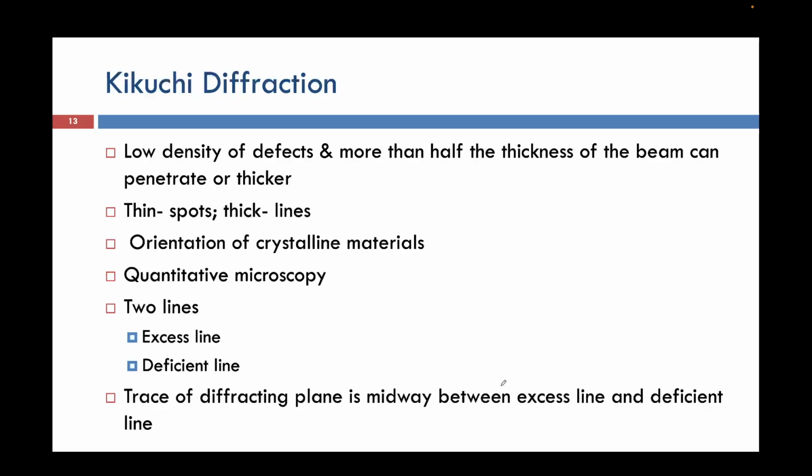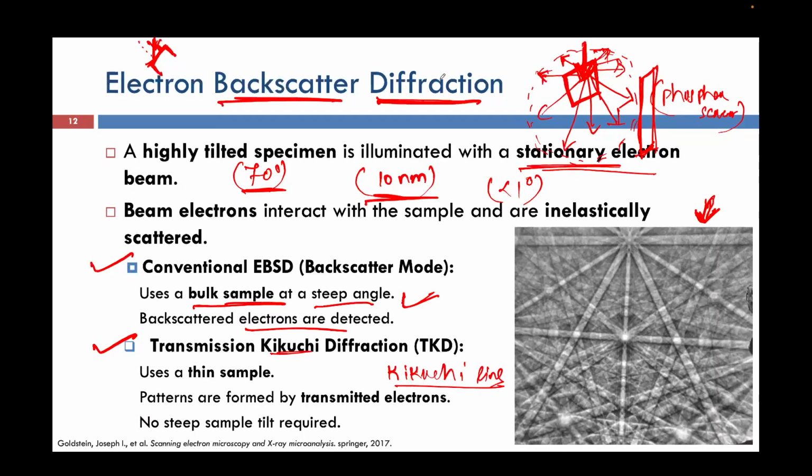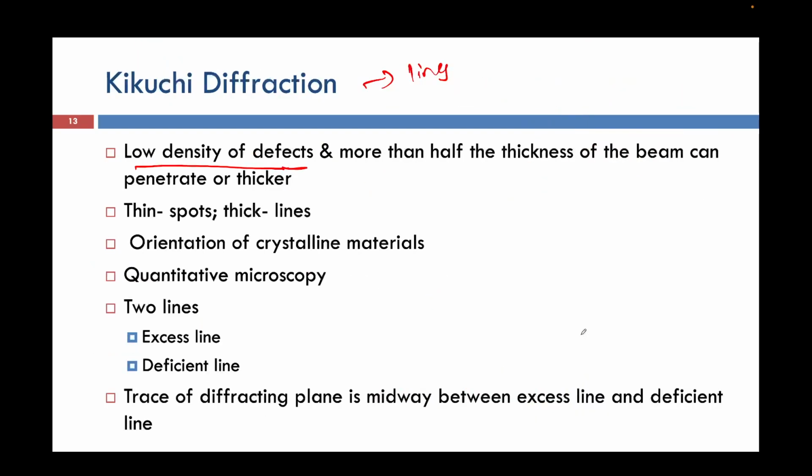We get all these Kikuchi lines due to Kikuchi diffraction. So what is Kikuchi diffraction and why does it occur? It occurs when there is a low density of defects and depends on the thickness. There are two types of diffraction happening. Kikuchi diffraction will give us lines; here we saw different sets of lines.